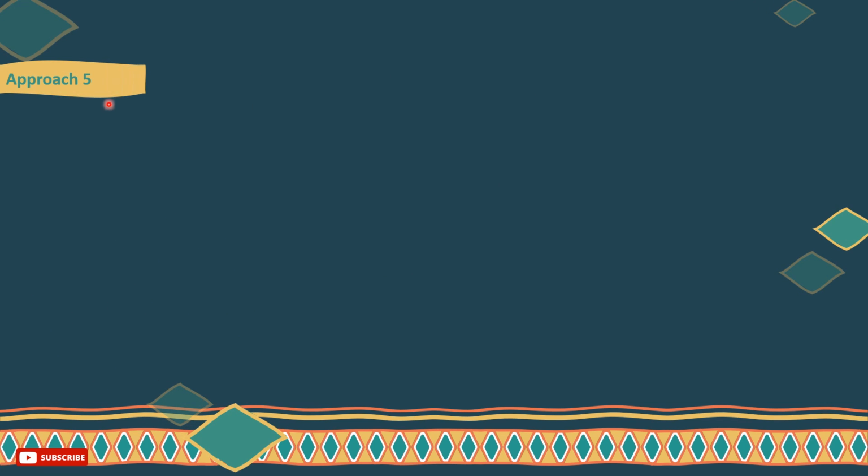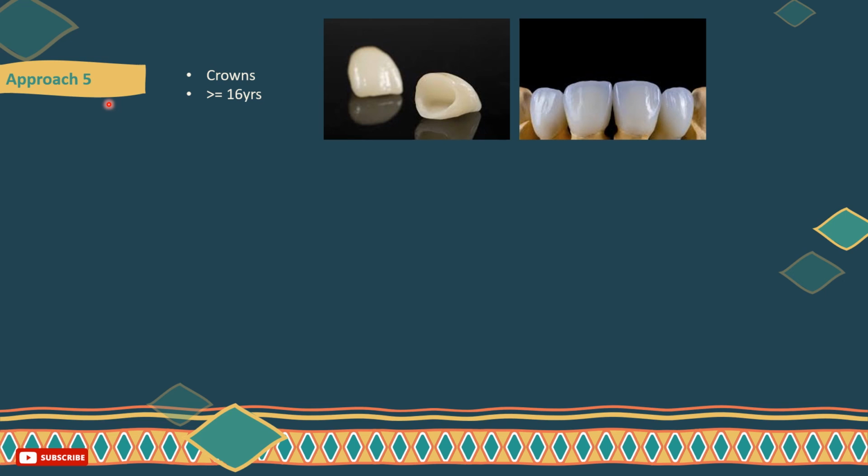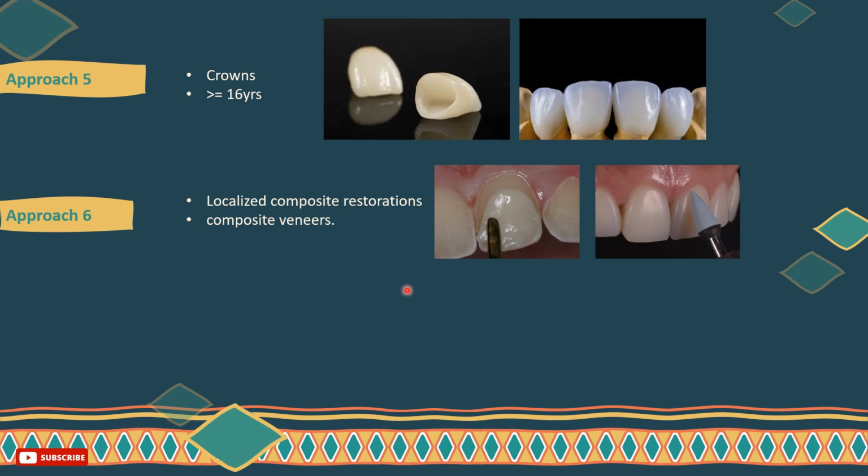Approach number 5. Crowns. Anterior crowns shouldn't be considered before the gingival position is stable, so at least 16 years of age. Approach number 6. Localized composite restorations in the affected areas, including composite veneers.